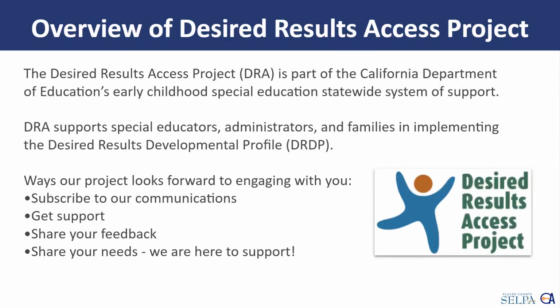In our first session, we gave you a little overview of who Open Access was, and today we're going to share a little bit about who the Desired Results Access Project is. So DRA is part of the California Department of Education's Early Childhood Special Education statewide system of support. DRA supports special educators, administrators, and families in implementing the Desired Results Developmental Profile, or the DRDP. So if you are interested in learning more, feel free to check out the DRA website, which is again linked on the home base document. You can subscribe to communications from DRA, get support, share your feedback, and they are there to support all of your needs.